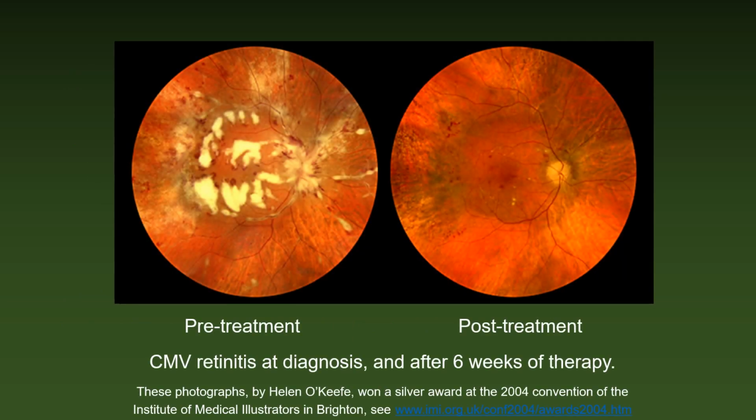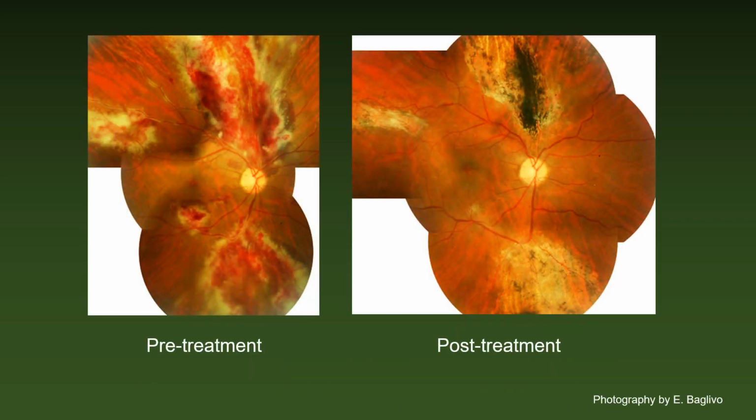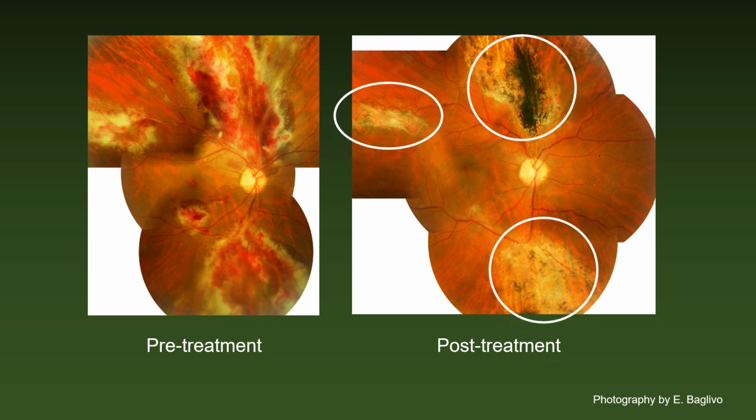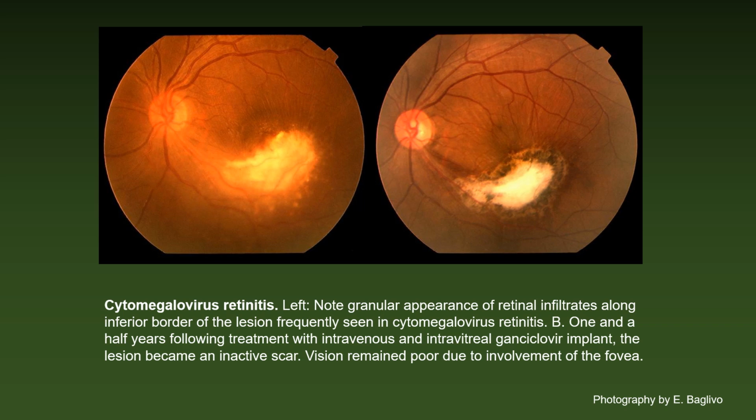In cases of early treatment, the response can be very gratifying, as seen in these two pictures. However, when treatment is late, extensive scarring may produce permanent loss of vision. Here is another before and after picture of cytomegalovirus retinitis treated with ganciclovir.